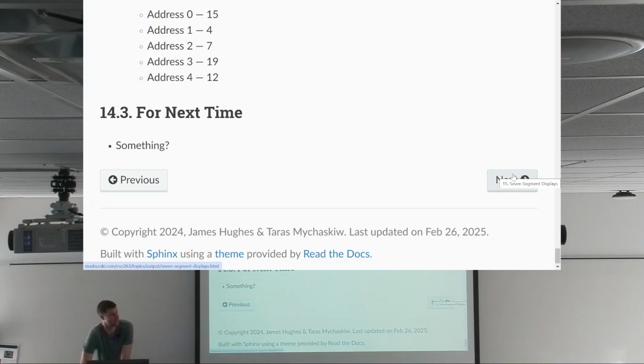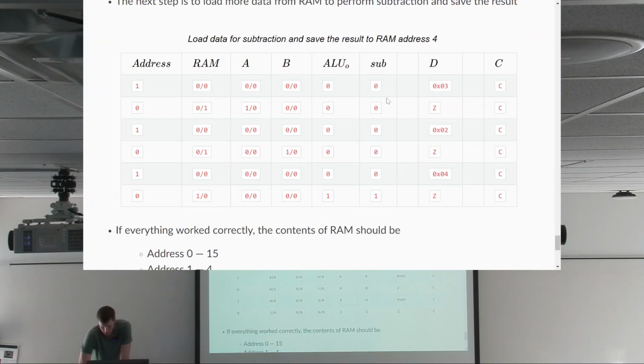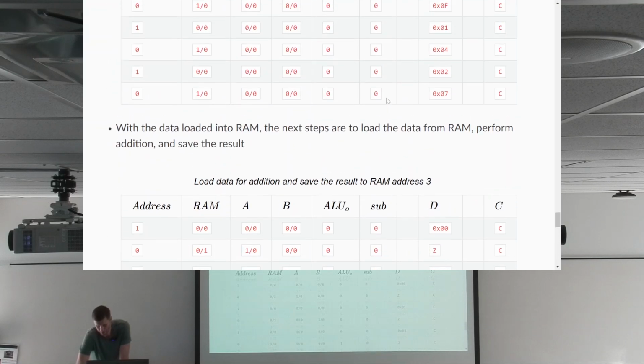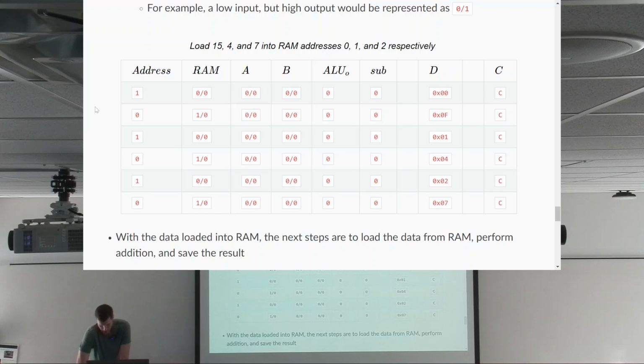Any last questions? Yes? Can you go over how that chart works? So all of those things are happening at the clock pulse? So yeah, what this would mean is, if I want to load 15, 4, and 7 into RAM addresses 0, 1, and 2, what that would mean is I need to set the address signal high. RAM in and out, I'm doing it for the sake of space. I have one column for RAM input, output. As we go, I'm going to condense these charts just because of space.